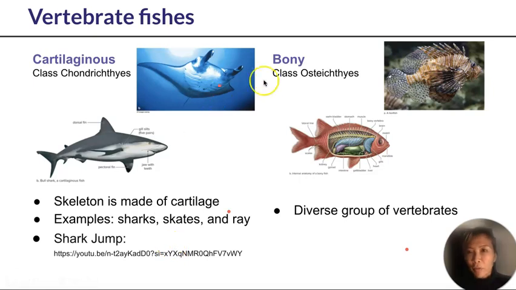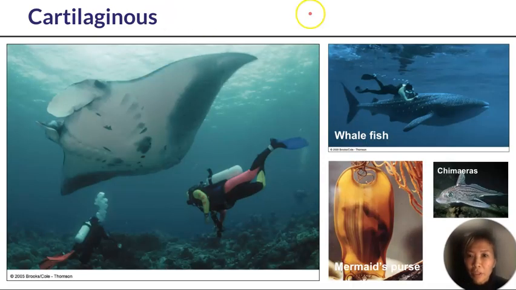This is a video if you're interested, just to be able to actually see a shark jump, which is really interesting. You can look at some of the other cartilage fish here. So here you have a ray. Right here, on this side, we have a whalefish.